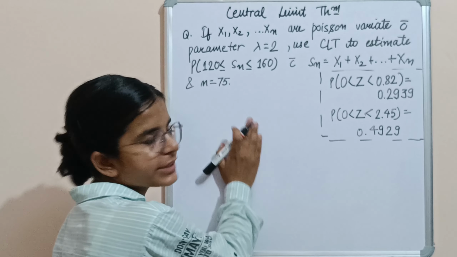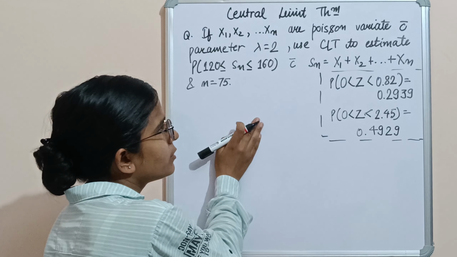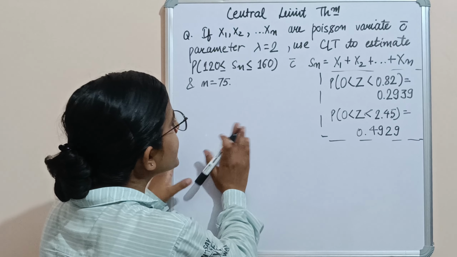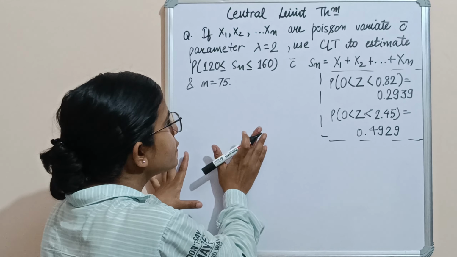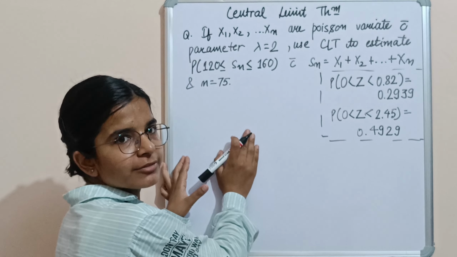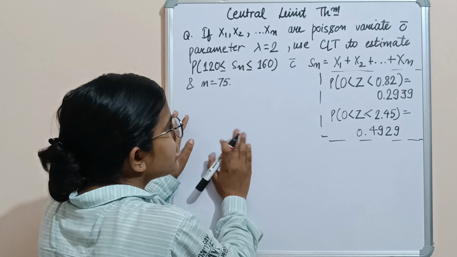Our next question is: if X1, X2 to Xn are Poisson variates with parameter lambda equal to 2, we have to use the CLT to estimate the probability of 120 less than or equal to Sn less than or equal to 160, where Sn is the summation of X1 till Xn and n is 75.